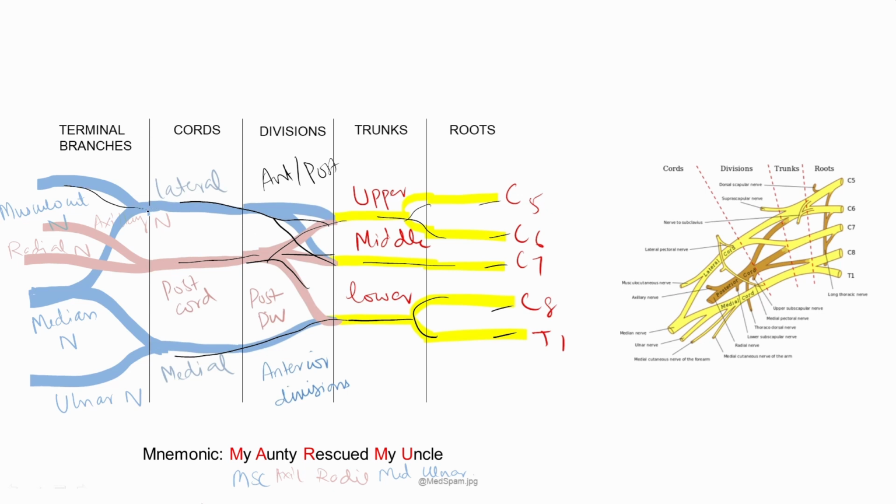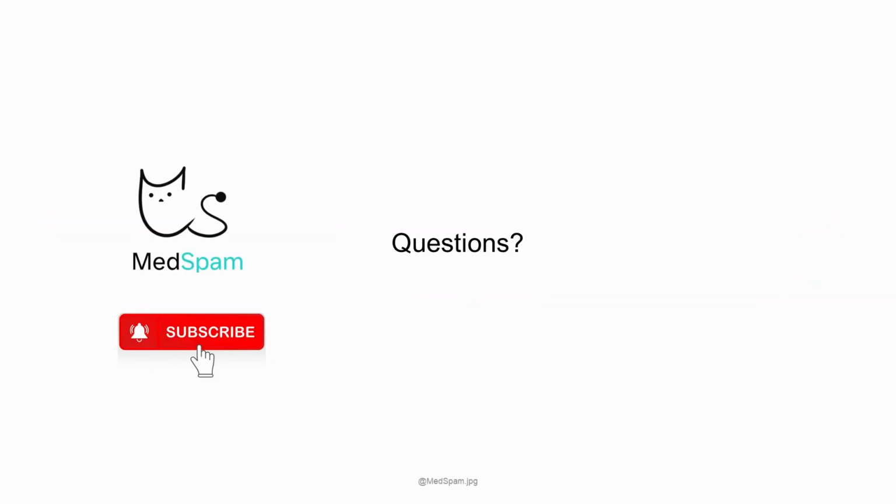The lateral cord gives off two nerves called the musculocutaneous nerve and the median nerve. The medial cord gives off the median nerve and ulnar nerve. You can think of it like an M, right? And then the posterior cord gives off the axillary nerve and the radial nerve. The nice way to remember it is my auntie rescued my uncle. And there you have it, the brachial plexus simplified.